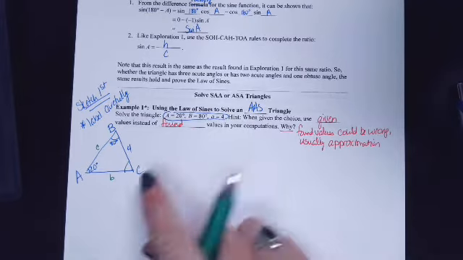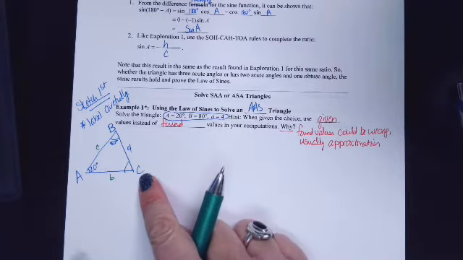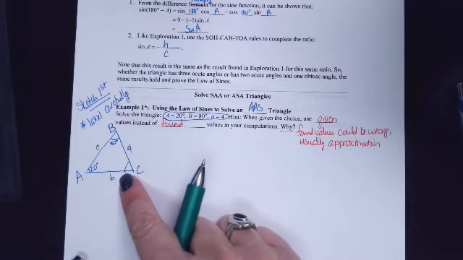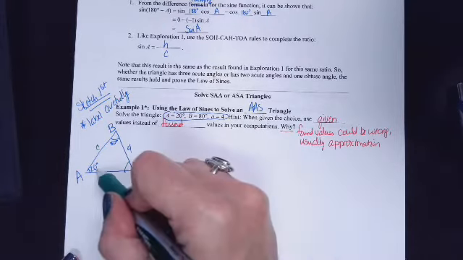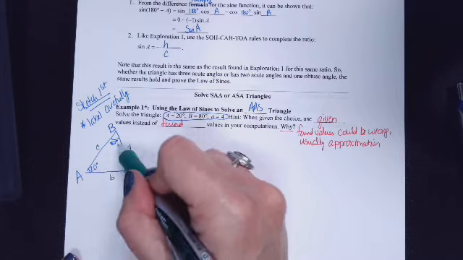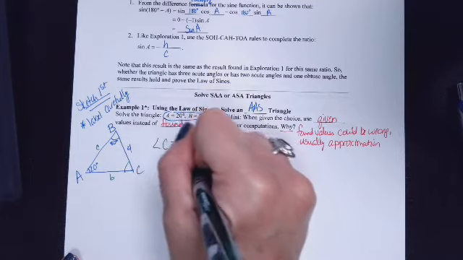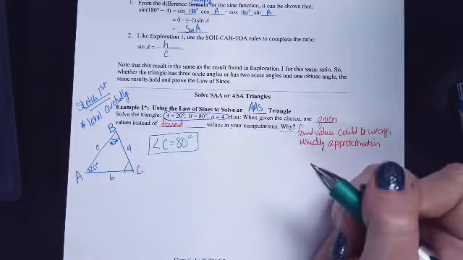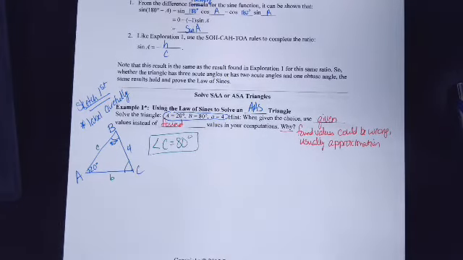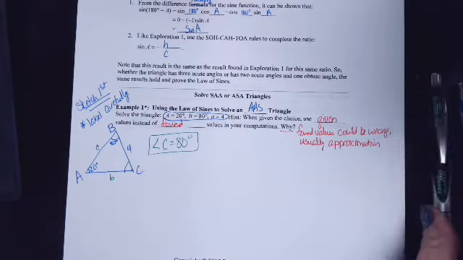Well, right off the bat, angle C is where I'm going to start. Because I know that the sum of the angles in a triangle is always 180 degrees, if I have 100 degrees already used up, that means this remaining angle has to be 80 degrees. So I've already done one third of my solution.